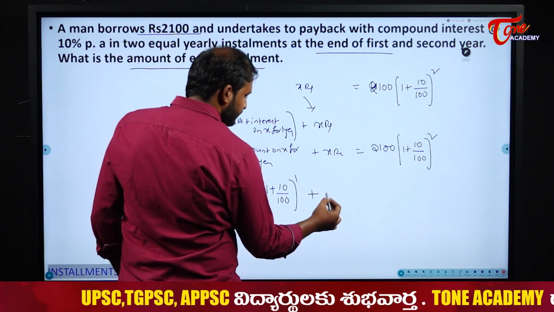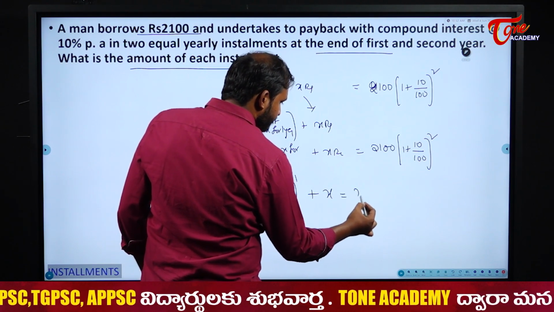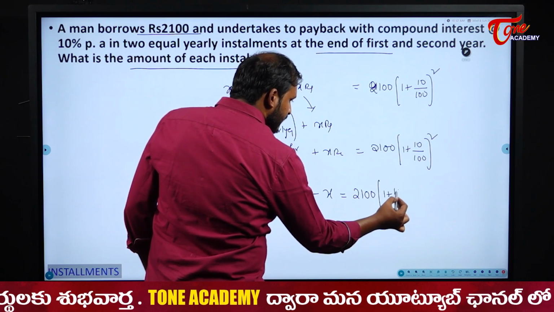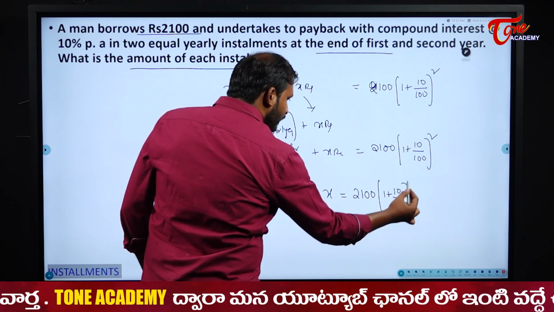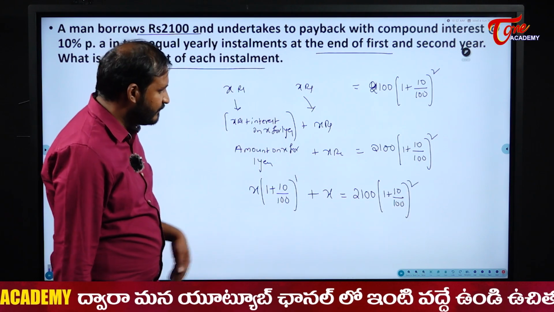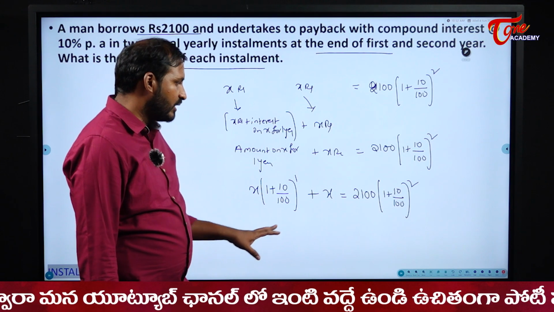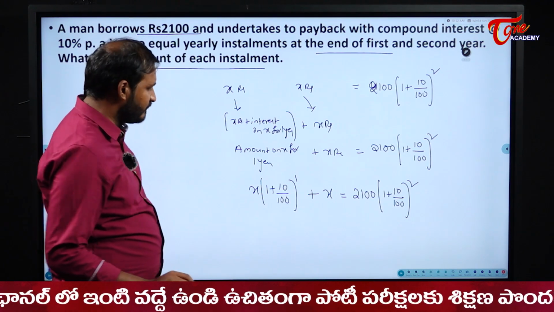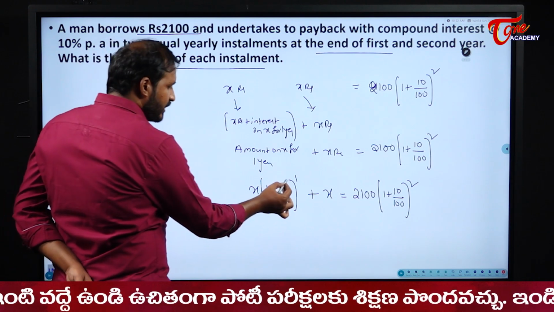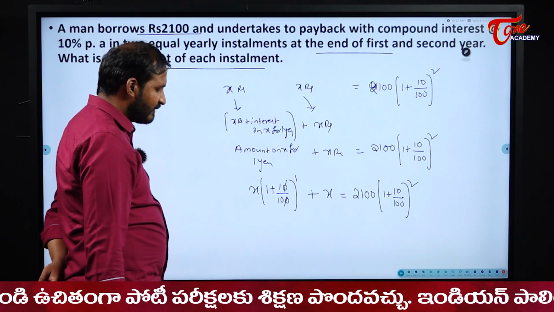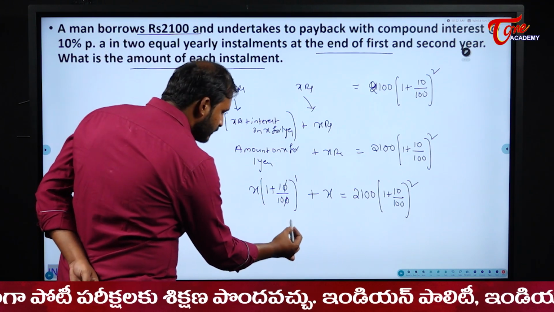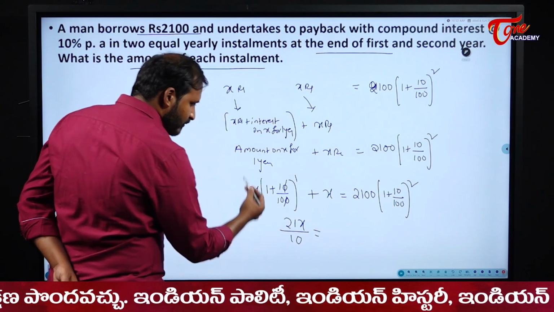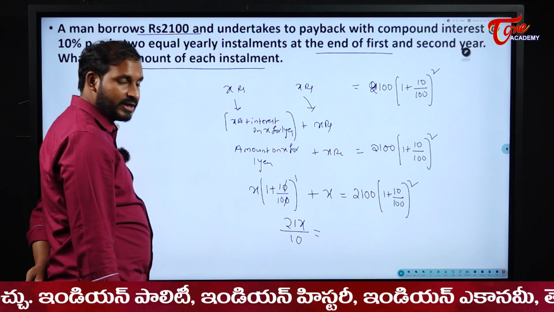Plus X is equal to 2100 into 1 plus 10 by 100 whole square. What happens here, students, is that few will send this to this side, that 1 plus 10 by 100, and they will try to cancel it. It is all a waste of time. Don't do all those types of things. What does it become directly for me? 11X by 10 plus X, it will become what? 21X by 10. Directly I am solving. The value of this complete LHS will become 21X by 10.